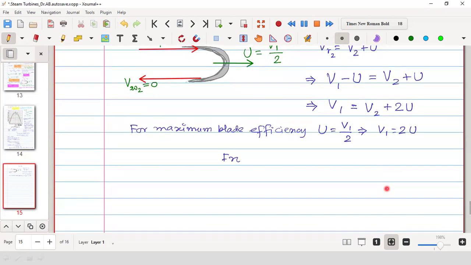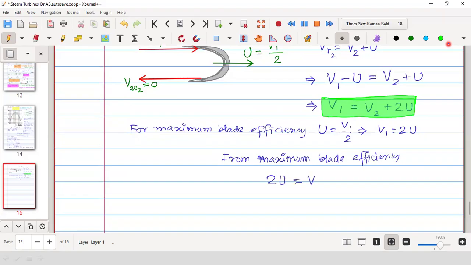Therefore from these two equations, এইটা জেনারেল ইকুয়েশন, this is general equation, এটা হবে সবসময়, ম্যাক্সিমাম হোক বা নাই হোক, এটা হবেই সবসময়। আর ম্যাক্সিমাম এফিসিয়েন্সির জন্য কি হবে? এটাই হবে। For maximum blade efficiency, therefore, so if I put this combining these two equations, it will be 2u is equal to v2 plus 2u, therefore v2 is 0.